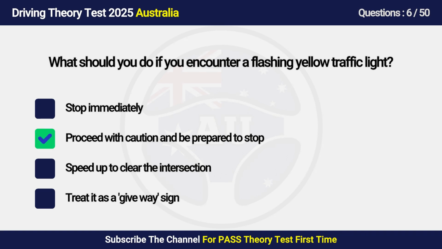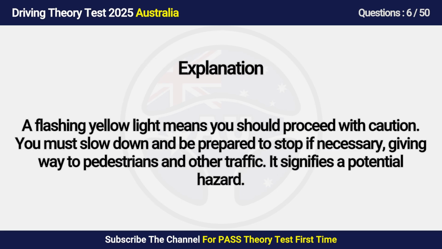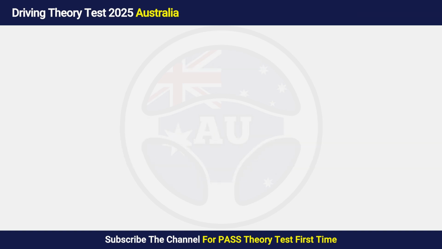Answer is B. Proceed with caution and be prepared to stop. A flashing yellow light means you should proceed with caution. You must slow down and be prepared to stop if necessary, giving way to pedestrians and other traffic. It signals a potential hazard.